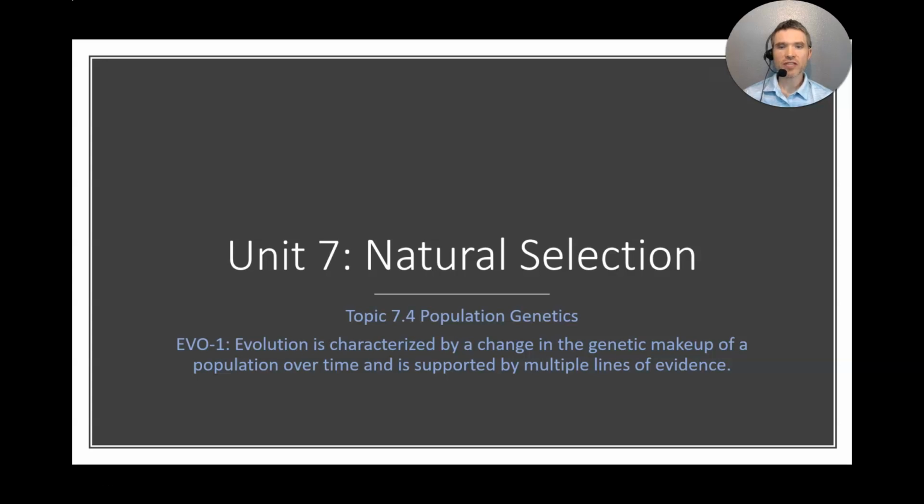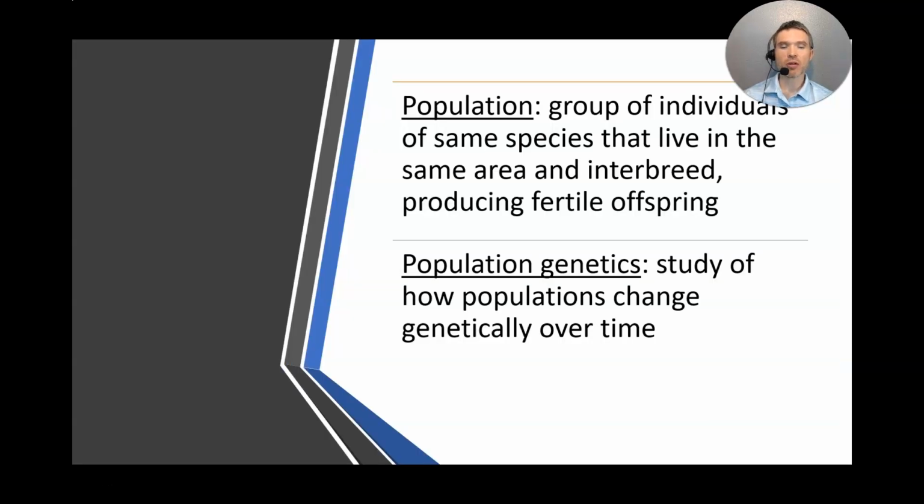Hello, today's video covers topic 7.4, which is population genetics. Before I begin, I want to cover a few vocabulary words. These include population, which is defined as a group of individuals of the same species that live in the same area and interbreed, producing fertile offspring.